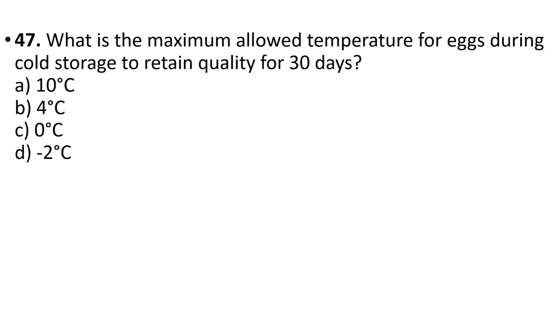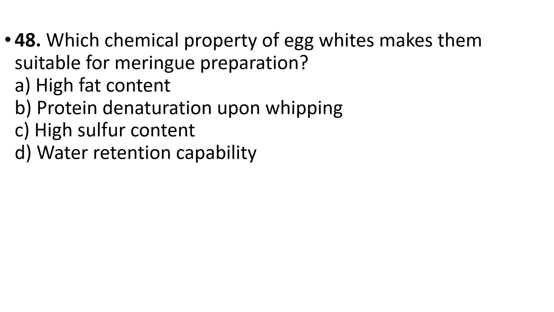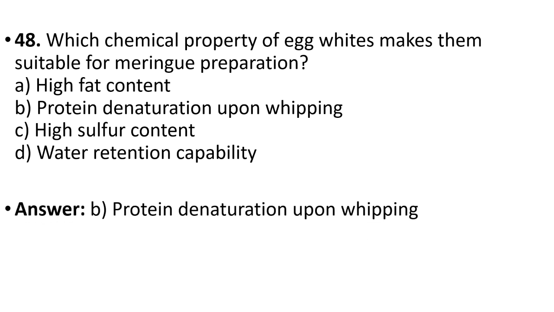47. What is the maximum allowed temperature for egg during cold storage to retain quality for 30 days? 10, 4, 0, minus 2. Your answer is option B, 4 degrees Celsius. 48. Which chemical property of egg whites makes them suitable for meringue preparation? High fat content, protein denaturation upon whipping, high sulfur content, water retention capability. Your answer is option B, protein denaturation upon whipping.